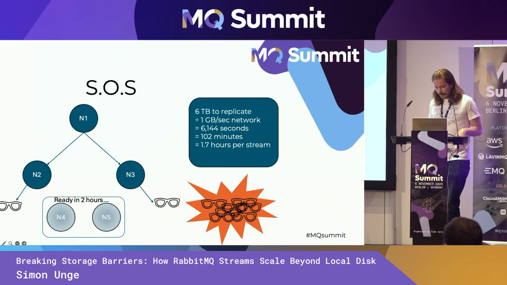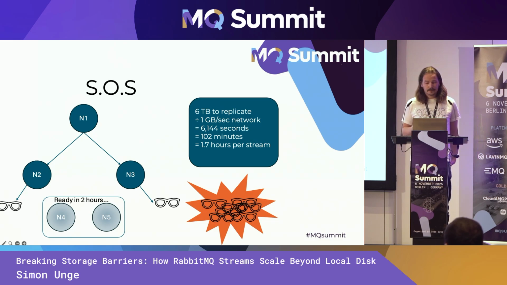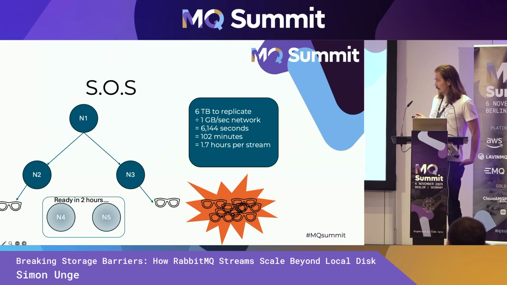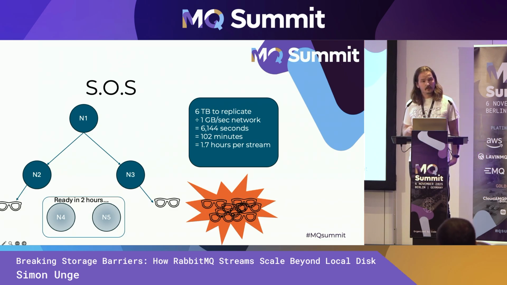Because we have the problem here of replication. For a node to be able to handle traffic, it needs a full copy of the data. And that takes time. 6 terabytes of data is a lot of data to replicate. So even if you have fast connectivity between your nodes, say 1 gigabyte per second, if we do the math, it still ends up being like 102 minutes, or let's say 2 hours, for replicating this stream. And you probably have more than one stream. But for this little experiment, let's say you just have one stream, right?